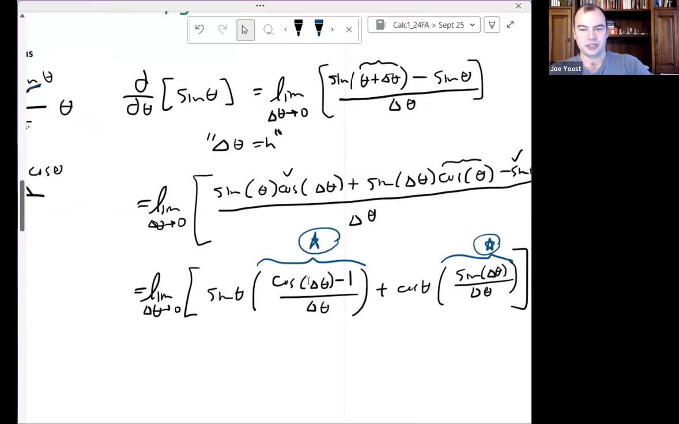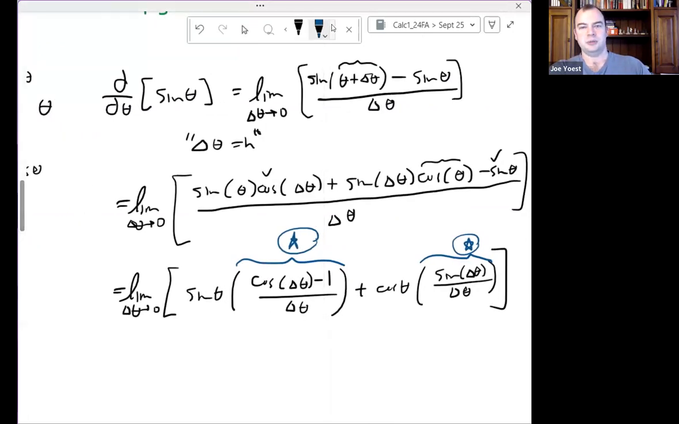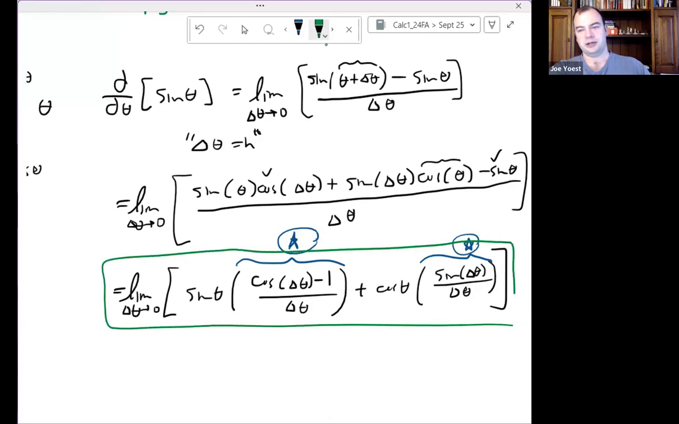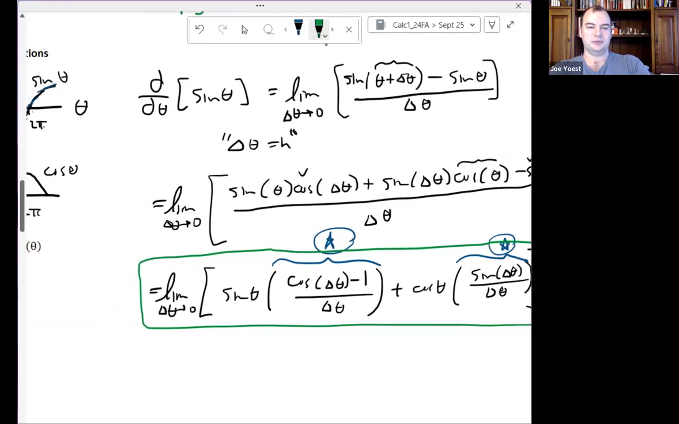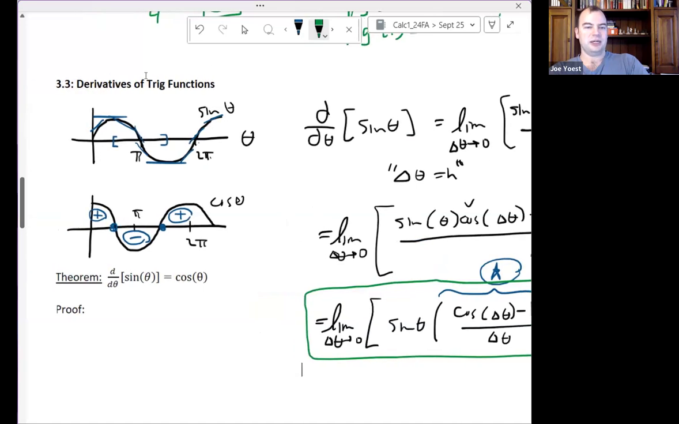We did get this, and this is going to be beneficial in the future. So we didn't waste our time here. I will put a little green square around it, I suppose. So we did get here, and we can even make a guess.